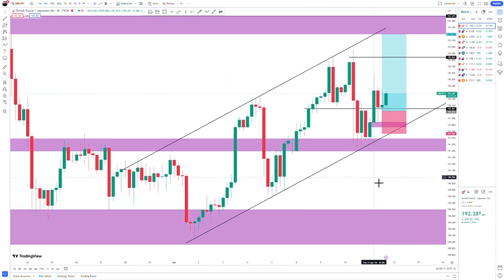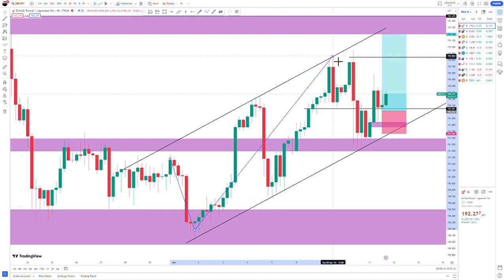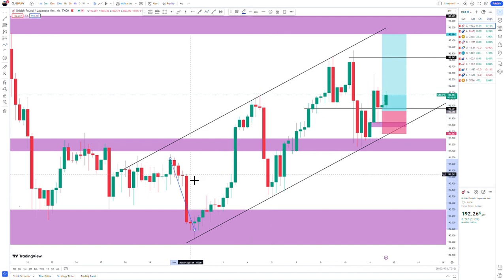If you check here, we have this, which was a resistance turned into support. This is a support. So we're going to look at the movement inside this channel. As you can see, inside this channel, we've been having these movements. So we're going to look inside this chart. This is where we're going to get our entry, and this is where we're going to look for our opportunities.